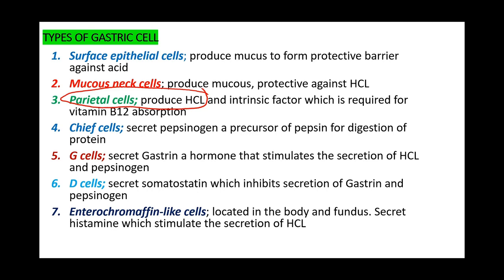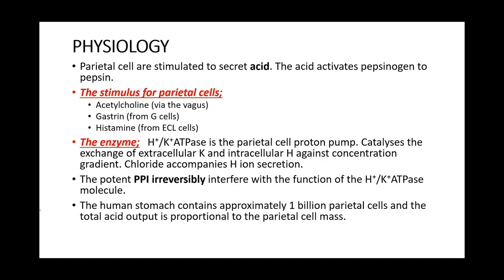Then the enterochromaffin-like cells are located in the body and fundus of the stomach. They secrete histamine, which stimulates the secretion of HCl. Now we are going to talk about the physiology with respect to peptic ulcer disease. We should all know that the parietal cells are stimulated to secrete hydrochloric acid. Okay?